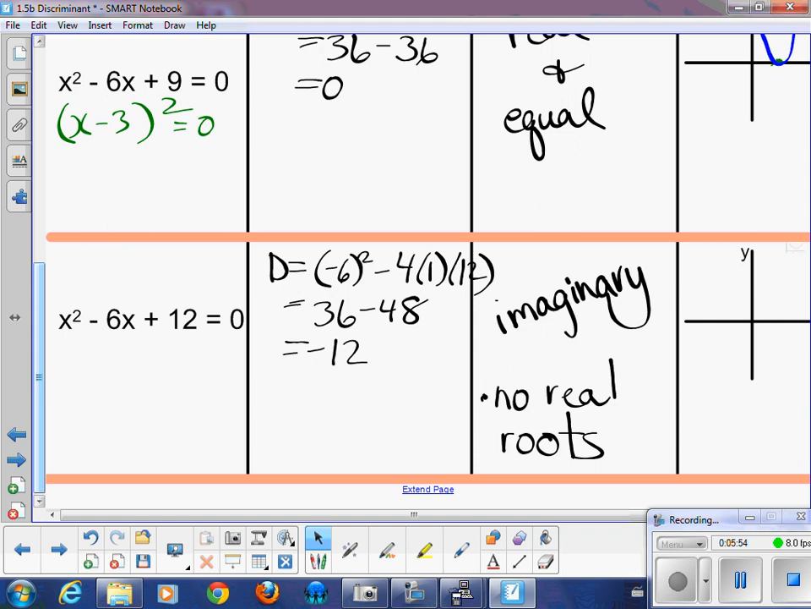What that means, if I actually go to graph that parabola, and I'm just going to bring up the graph so you can see. Here it is here. You can see that here's the x-axis along here, and you can see that this parabola, its vertex is higher than the x-axis, and the parabola is opening up. So there's no way that it's ever going to touch that x-axis. So that's why we say that there are no real roots.